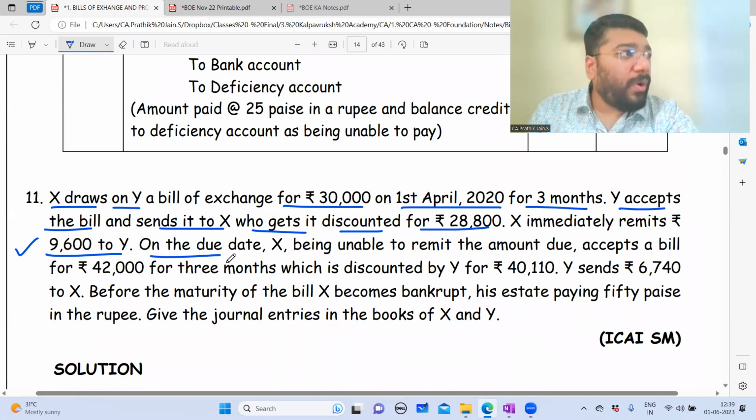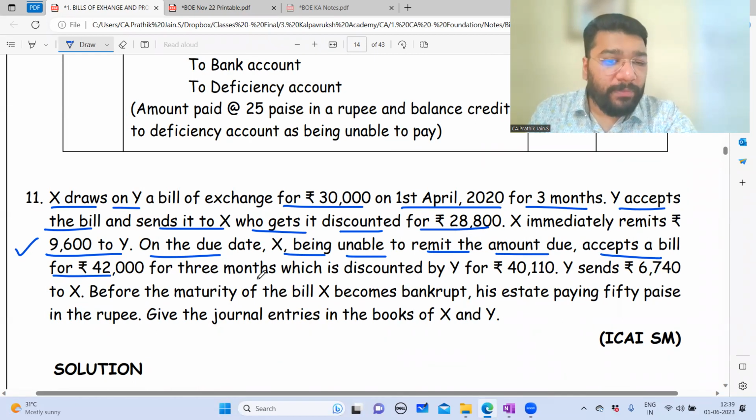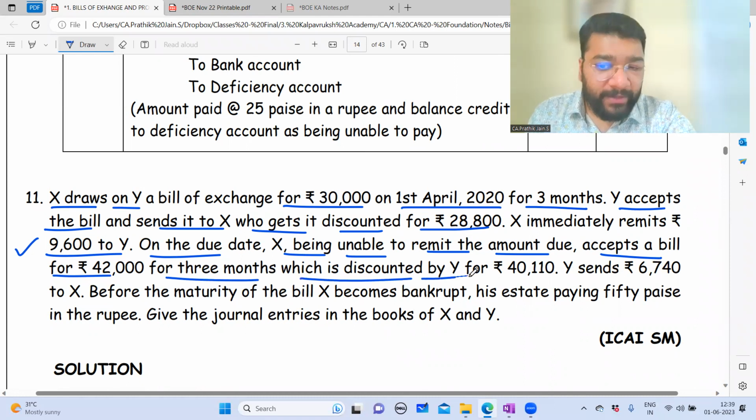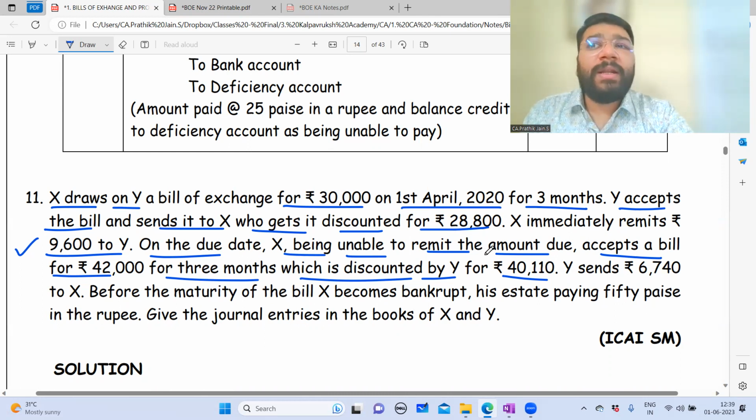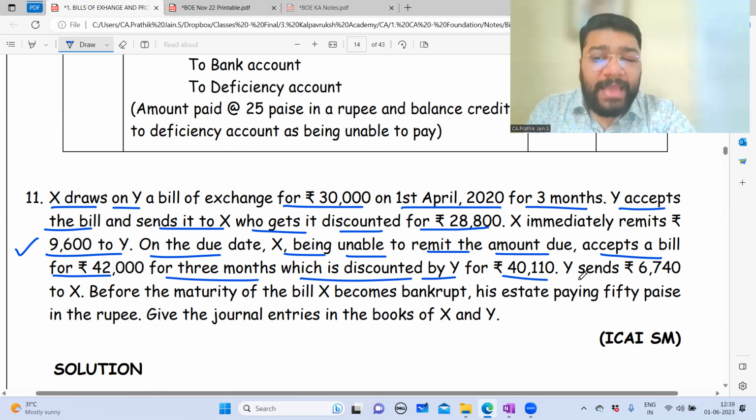On the due date of the first bill, X is unable to remit the amount due, and therefore he is accepting a bill of 42,000 for a period of 3 months, which is discounted by Y for 4,400. So the second bill value is 42,000, and the money received after discount is 40,100. So the difference is the discounting charges. Y in that sends 6,740 to X.